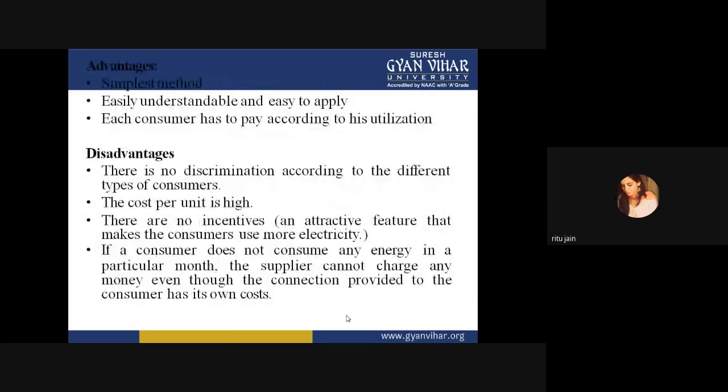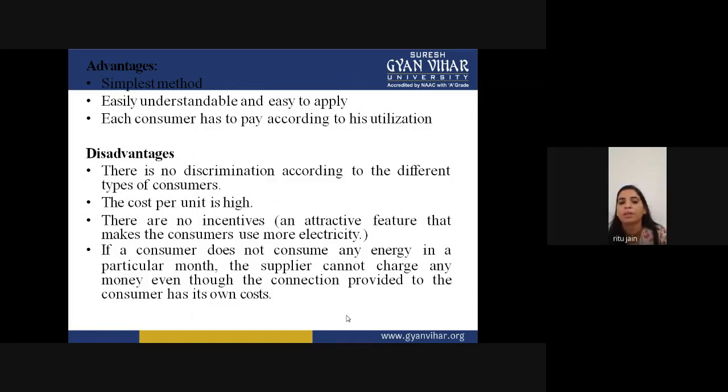So what are the advantages of this tariff? Actually, this tariff is very simple and it can be easily calculated, easily applied, and easily understandable. Each consumer has to pay according to his utilization.